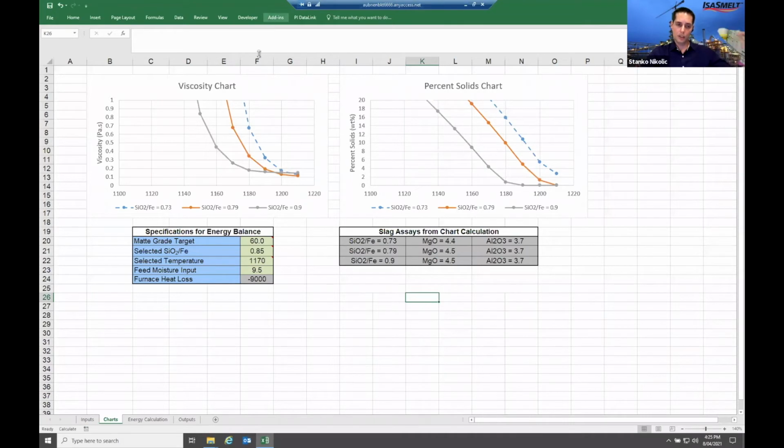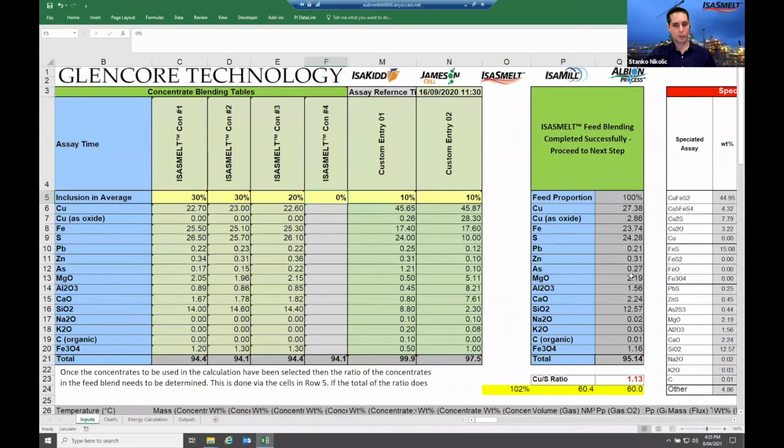Now we put in the inputs here, which determines what is the alumina, what is the magnesia, what is the copper oxide. And what we want to know is, what is the silica to iron ratio that we should be running this process? What is the temperature we should be running? How do we actually answer that question?